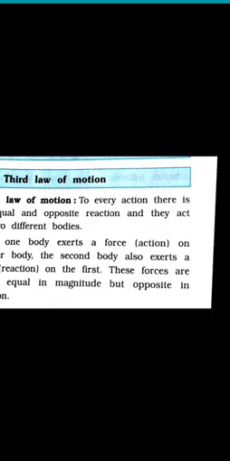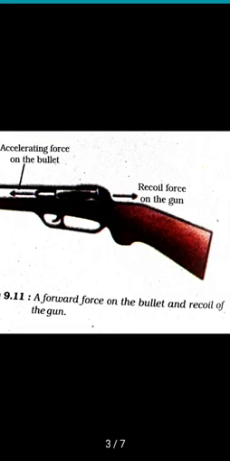When a gun is fired, it exerts a forward force on the bullet, and the bullet exerts an equal and opposite reaction force on the gun, and this results in the recoil of the gun. The gun has a much greater mass than the bullet, so the acceleration of the gun is much less than the acceleration of the bullet.